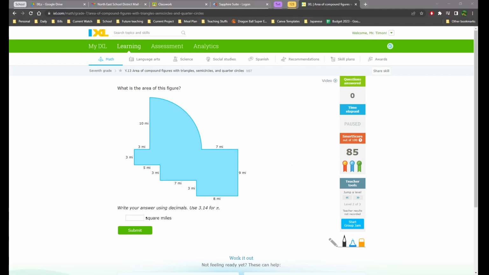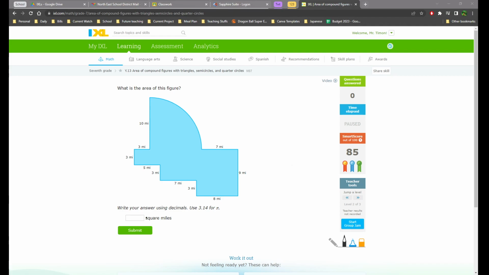All right, let's walk you through one of these problems. So when we're working with compound figures, our initial goal is to break this complicated shape down into simple shapes. We're looking for circles, squares, rectangles, triangles, anything that we can find the area of.